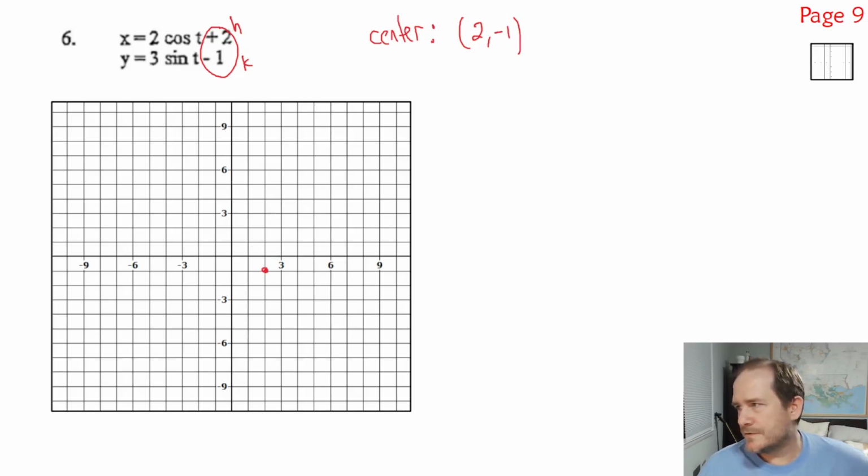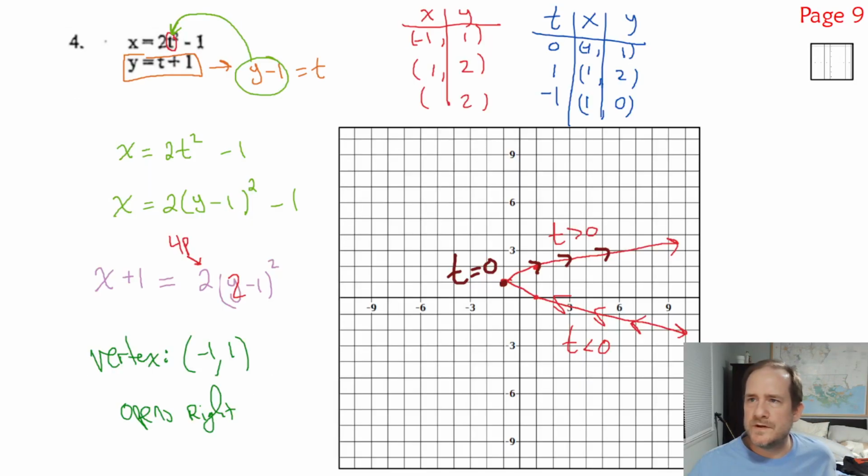And then again, the coefficients just tell me how far to go. So the coefficient on the cosine function in the x equation is 2, so I'm going to go left and right by 2. I'll go here, I'll go here. And the 3 says go up and down by 3. So if I go up 3, 1, 2, 3, and down 3, 1, 2, 3. So how similar is this to the last one? 2 and 3 cosine.